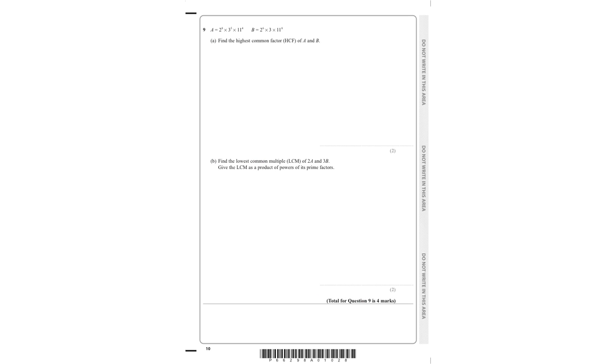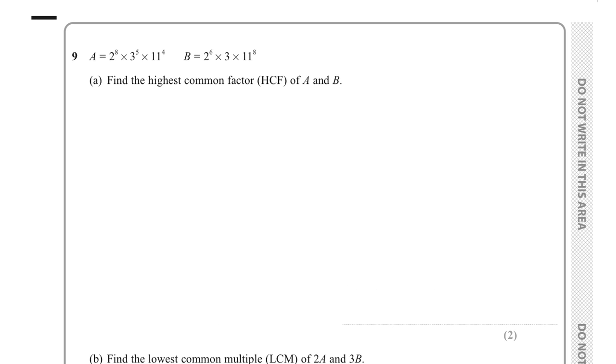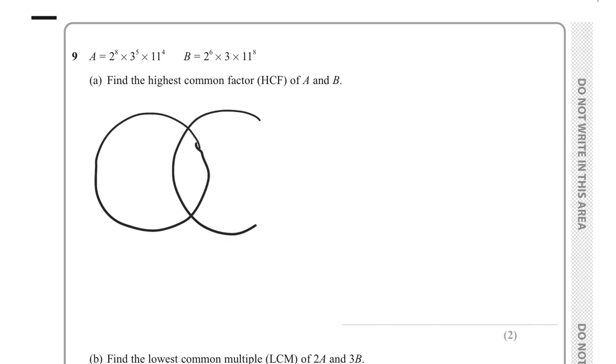Okay, question 9. So, question 9, here we have. We want to find the highest common factor of A and B. Now, first of all, we could do this in a few different ways. We can draw a Venn diagram, okay, and the highest common factor is what they have in common. So when we draw a Venn diagram, okay, this is A, this is B.